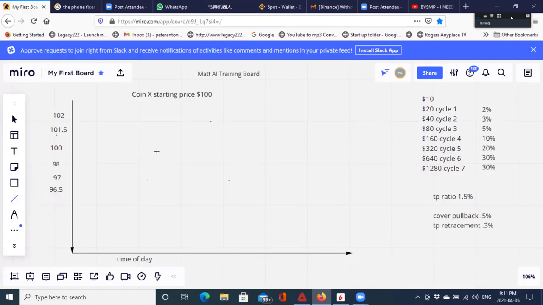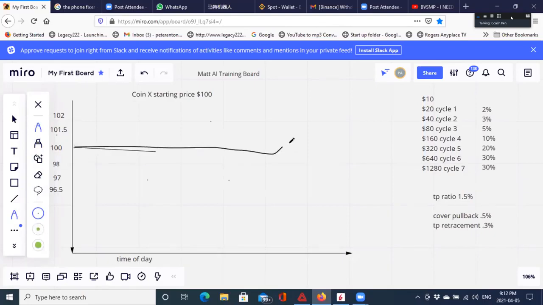Okay, let me draw that if I can. There it is. It doesn't matter. We'll do it this way. Okay, so if you enter at $100, what we're saying is you're going to pay $10 for it, okay? And you can see on the right here, our first entry point is $10. Okay, that's the suggested amount. And this is roughly about a $1,000 account.